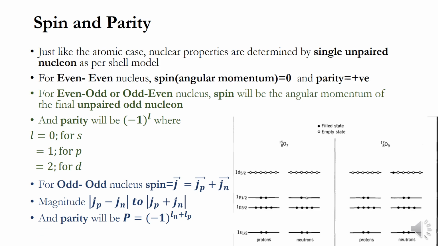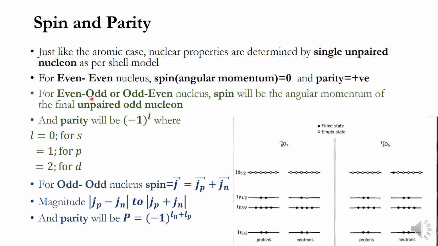By the essence of the shell model, the nuclear properties are determined by the single unpaired nucleon, just like the atomic case. For an even-even nucleus, the spin will always be 0, and the parity will always be positive.